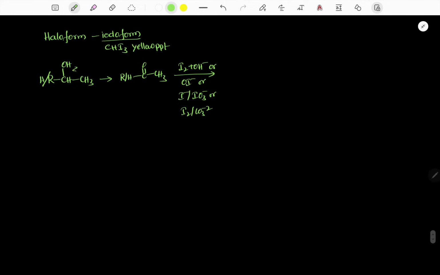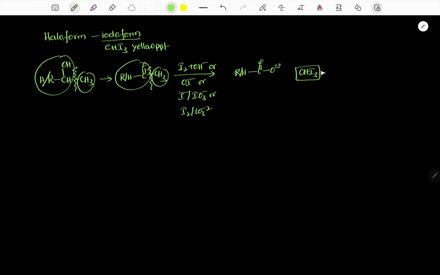So here, how to write the answer? It undergoes C-C bond cleavage. Now this part undergoes oxidation. Therefore the corresponding product is COO minus, since it is a basic medium, and the CH3 part will be converted into CHI3. So iodoform formation confirms the reactant has this kind of structure. That is the first one.